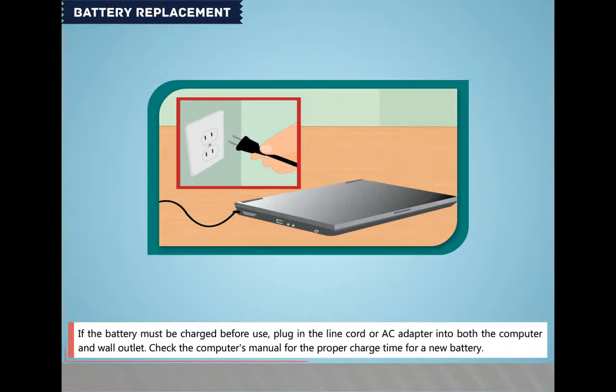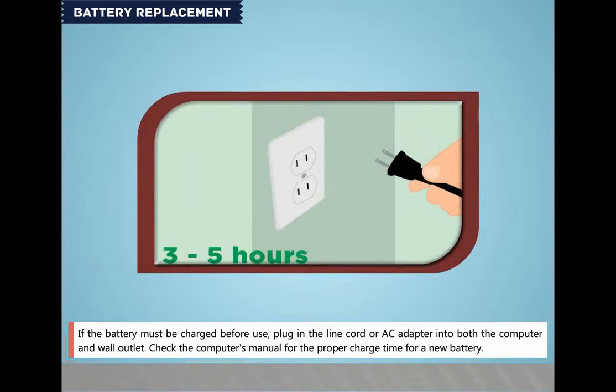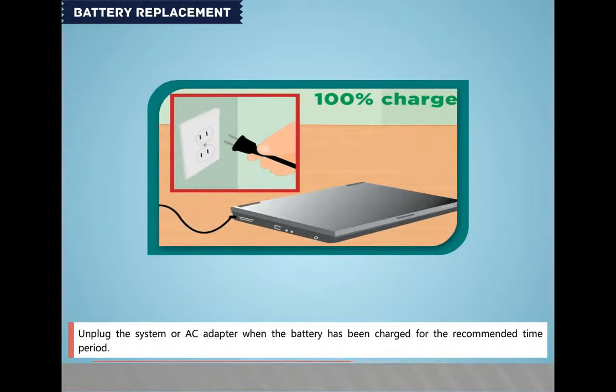If the battery must be charged before use, plug in the line cord or AC adapter into both the computer and wall outlet. Check the computer's manual for the proper charge time for a new battery. Unplug the system or AC adapter when the battery has been charged for the recommended time period.